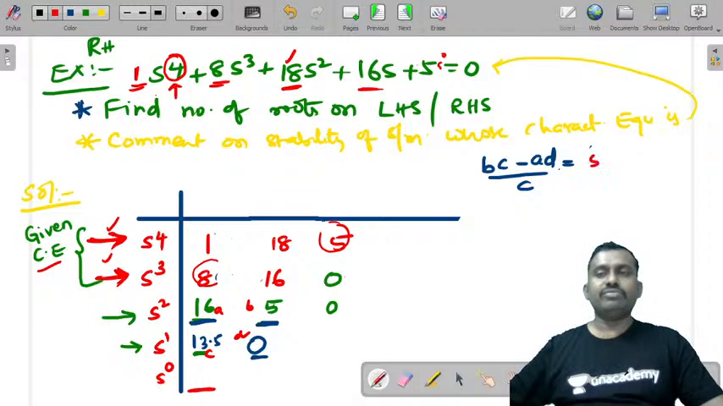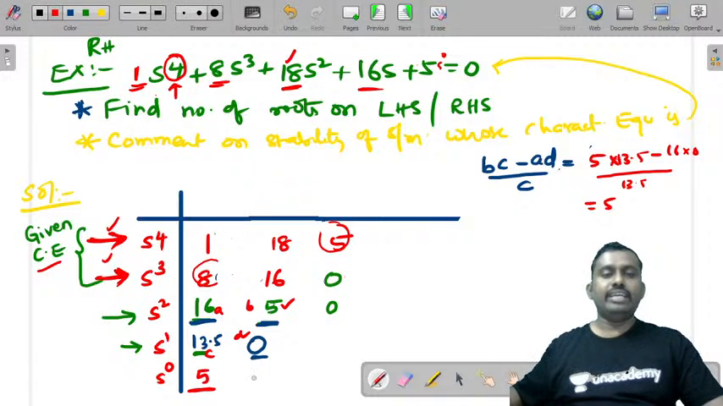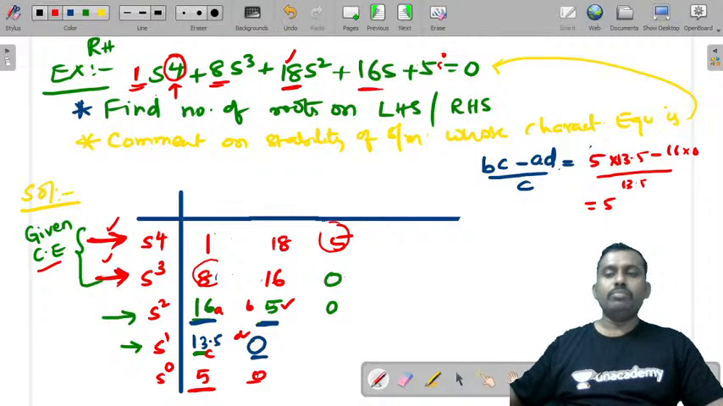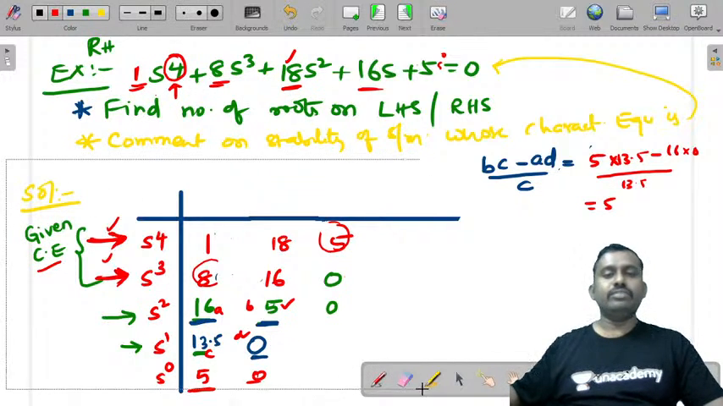The value of B is 5 here. If you observe, this is 5, and C is (13.5 × 5 − 16 × 0) / 13.5, which will give you 5. So this is a 5, and here, because you have zeros, you'll get a 0. After getting this, how to decide on the comment on the stability of the system, I'll tell you now. Hope this is clear till now.